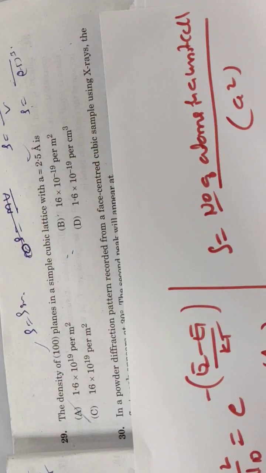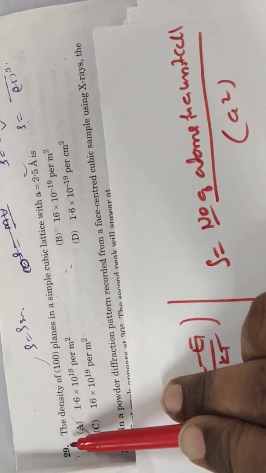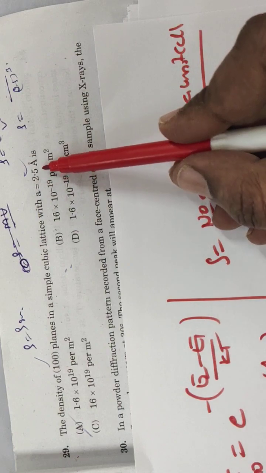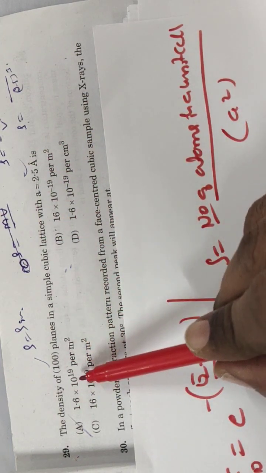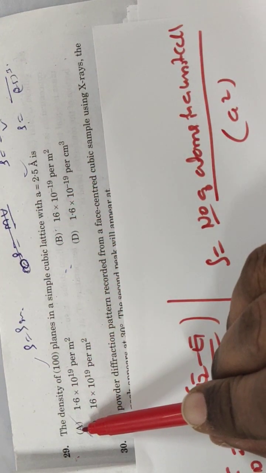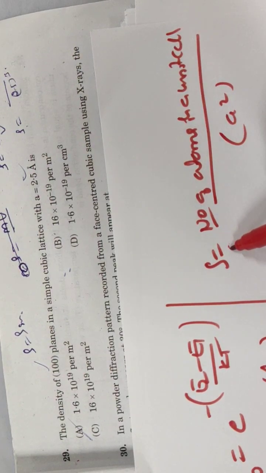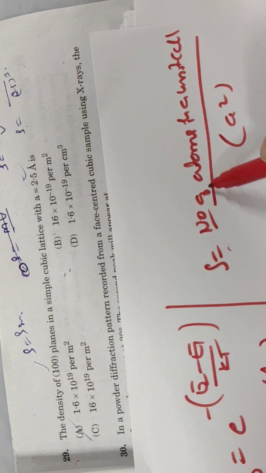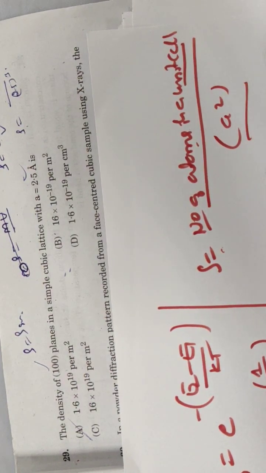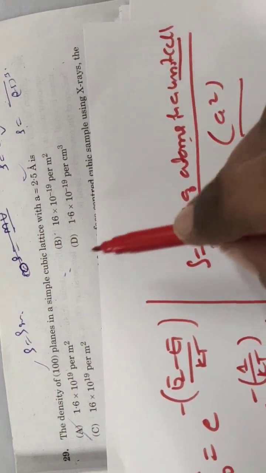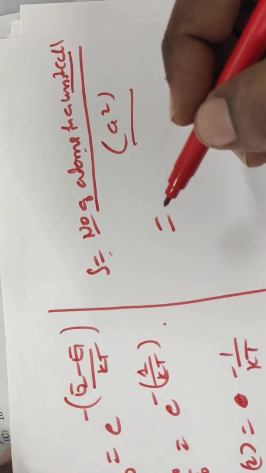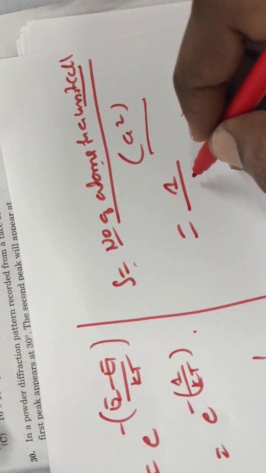And this is question number 29. The density of 100 planes in a simple cubic lattice with A equal to 2.5 Armstrong is. So these are the given options. In this option A is correct. How? Because we know the density of a plane is equal to number of atoms in a unit cell divided by A square. So number of atoms in a unit cell of simple cubic is 1 divided by A square.